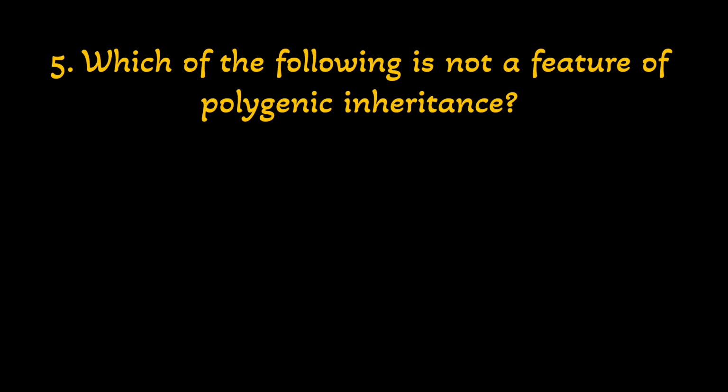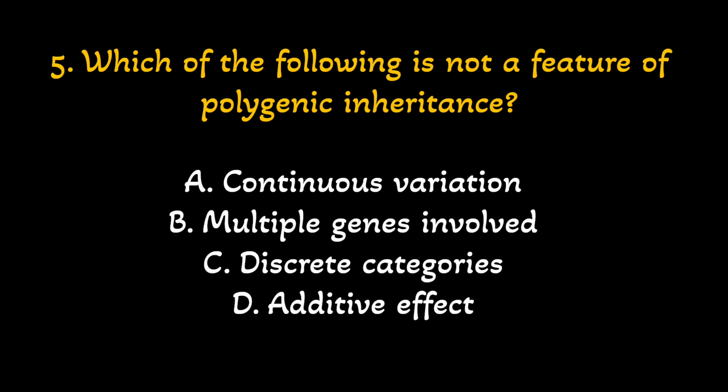So the fifth question is, which of the following among the four options that will be given to you is not a feature of polygenic inheritance? So you understand, we have to find out amongst the options which is not the feature of polygenic inheritance. So let's see the options. The options are A, continuous variation, B, multiple genes involved, C, discrete categories, and D, additive effect. So the correct answer, student, for this question is the option. Can you guess the correct option?